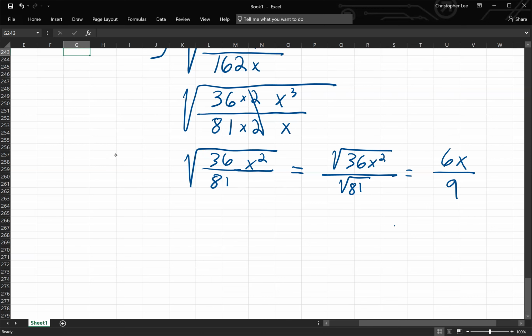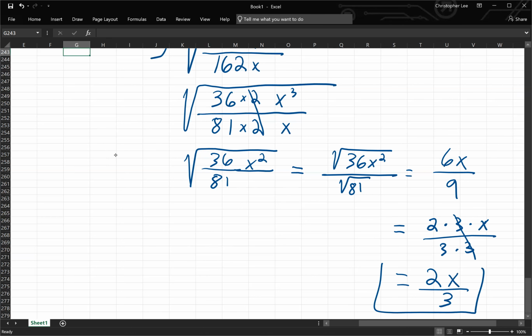I could go even further than that, right? Reduce that out. Right? So this would be 2 times 3 times x over 3 times 3, right? Common 3's, cross that out. Final answer, 2x over 3. Light work, right?